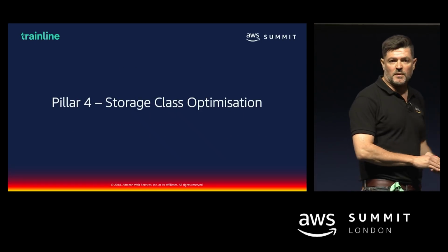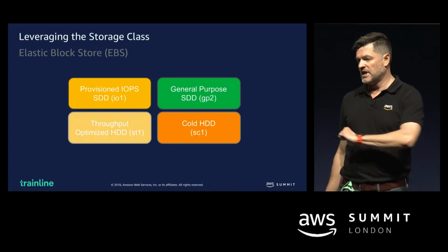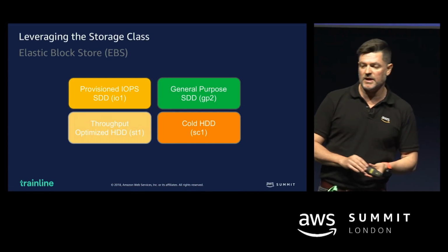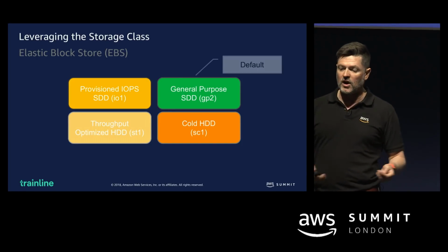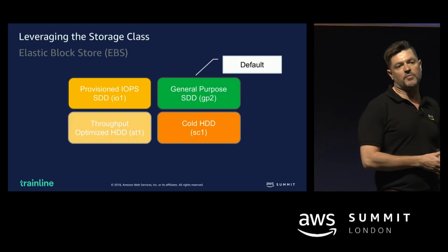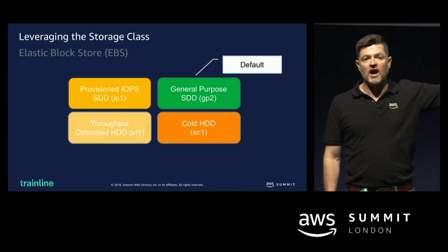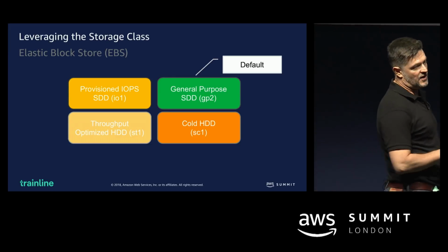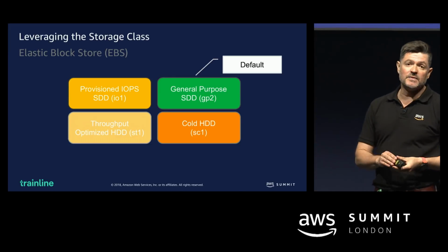Pillar 4, storage optimization, right? So storage optimization, we have obviously EBS. We have our 2 storage types. We have EBS and S3. In the EBS world, well, we've got our general purpose. That's the default. Any instance you spin up by default will come up with GP2. We've obviously got provisioned IOPS. That's a little bit more expensive. However, you're getting the benefit. That's a higher throughput, higher performance, and that's aimed at database loads.